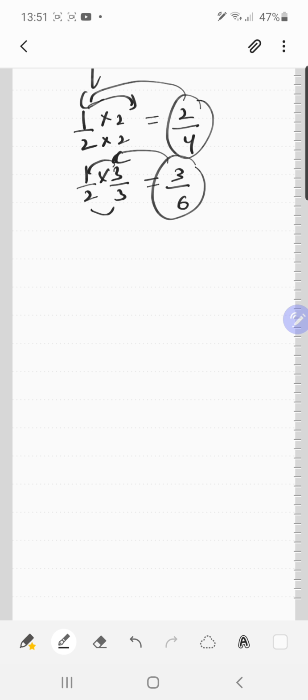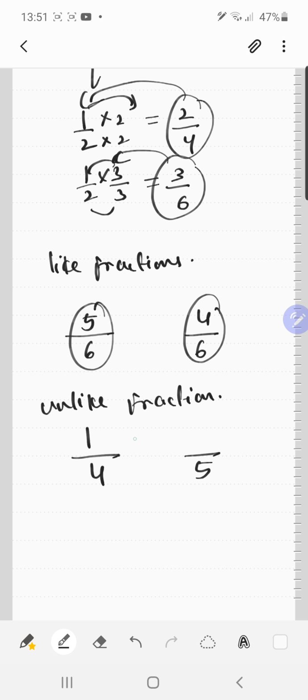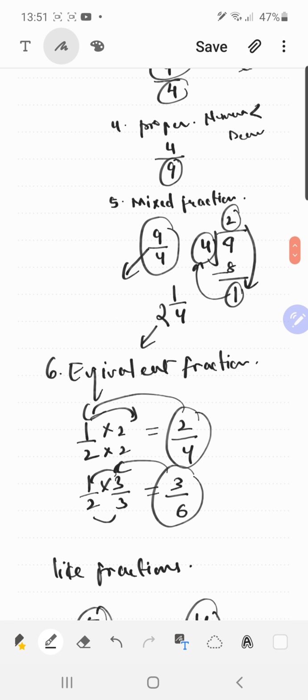Okay, now what are like fractions? Like fractions means if you have the same denominator, if this is 6, here is 5, here is 4, these will be called like fractions. So fractions having the same denominators are called like fractions. What do you mean by unlike fractions? Unlike fractions are fractions having different denominators. Like here is 4, here is 5. So this will be called unlike fractions. Slowly and gradually we'll learn about all these fractions and their problems.